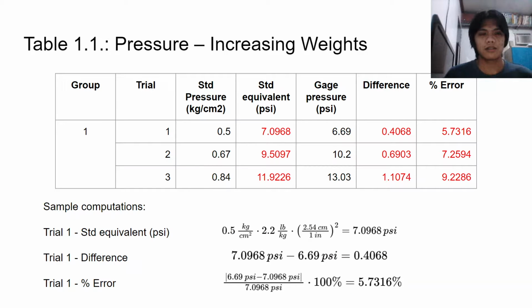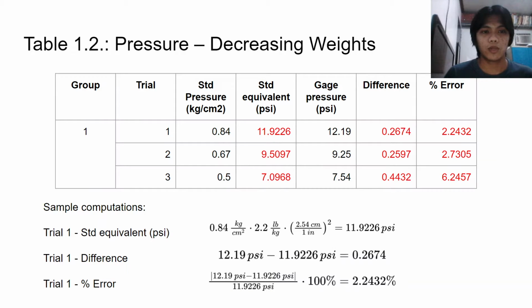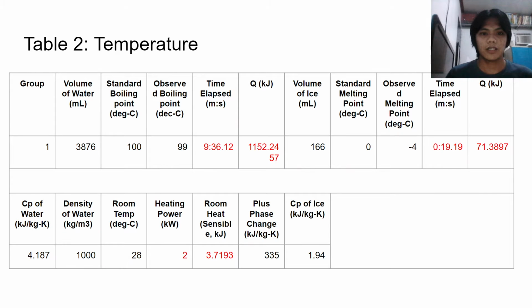So again, I will be showing the tables. This is for table 1.1, pressure, increasing weights. This is table 1.2 for pressure, decreasing weights. And then this is the table 2 for temperature.